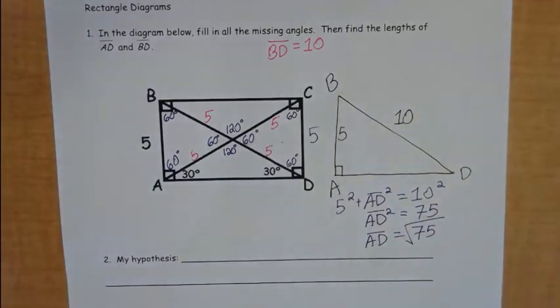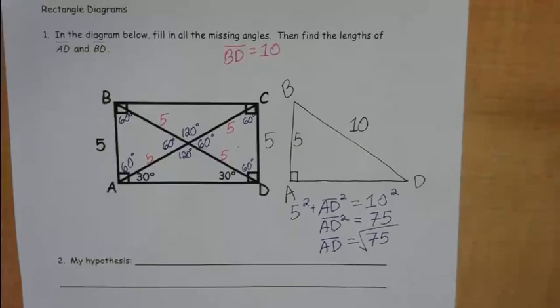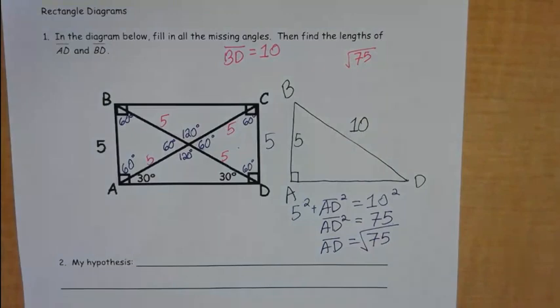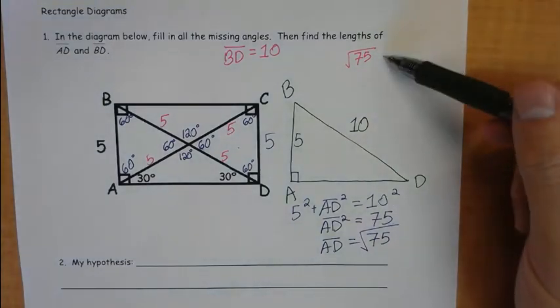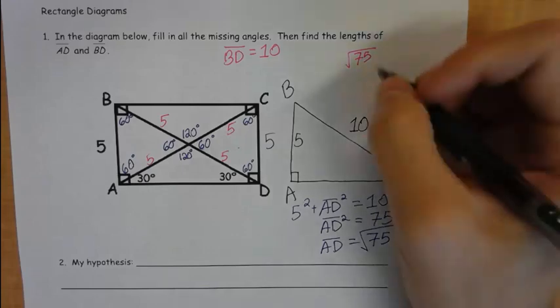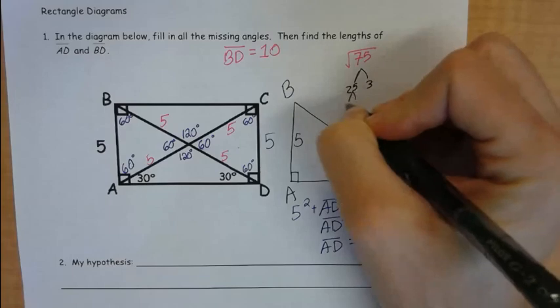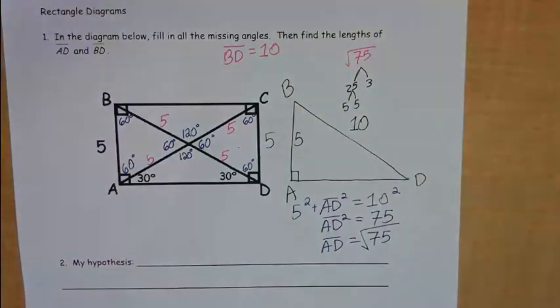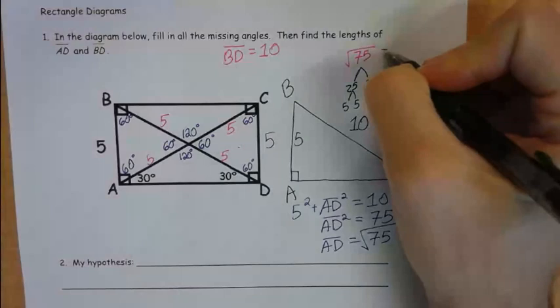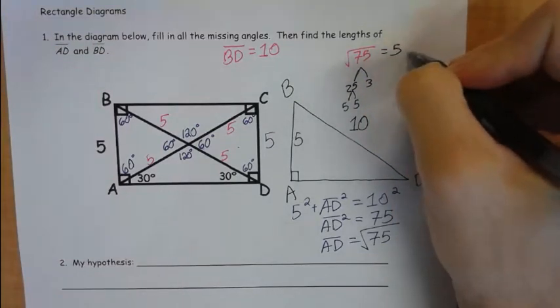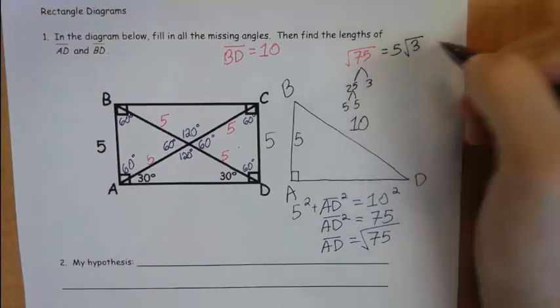But we can't leave it like that. We know we can simplify square roots. So if I come up here to the top corner of my page, I can write the square root of 75, and I'm going to use our tree method to simplify the square root of 75 to something more manageable. If I break that into a tree, I have 25 and 3 as factors, and then I can break down 25 into 5 and 5. That means, as you probably have guessed, that our square root simplifies to 5 times the square root of 3.